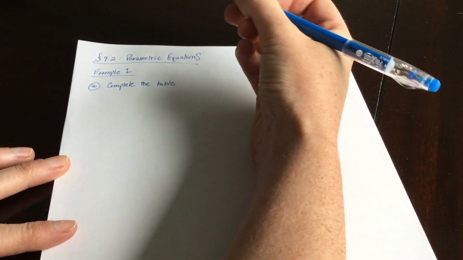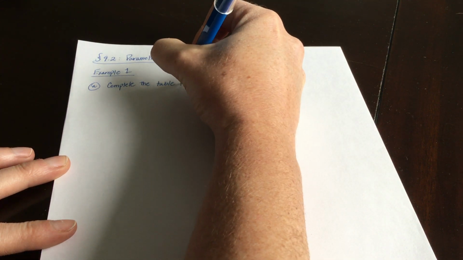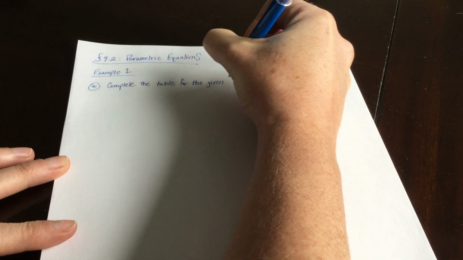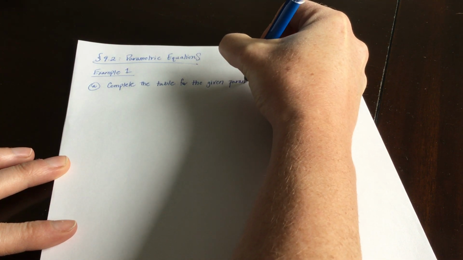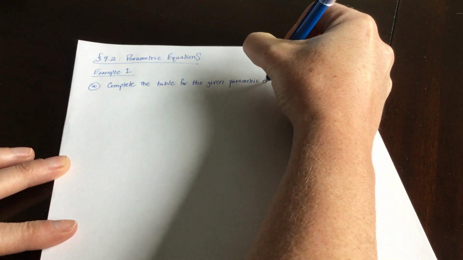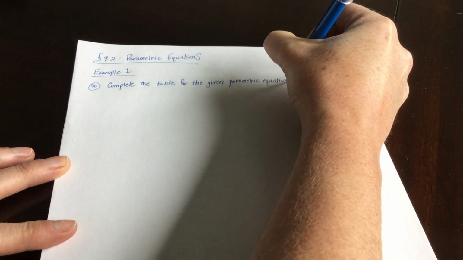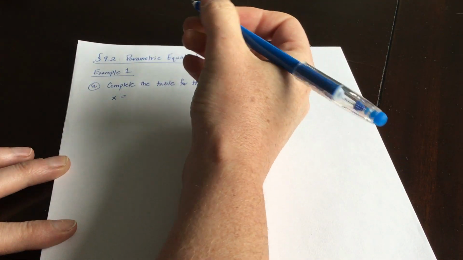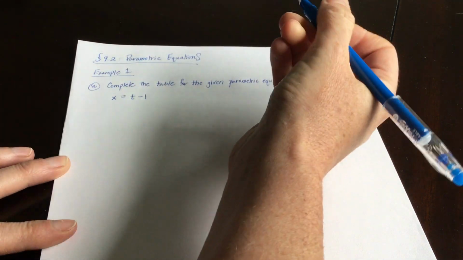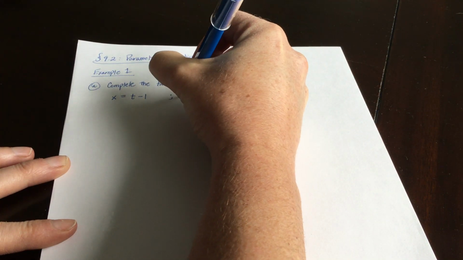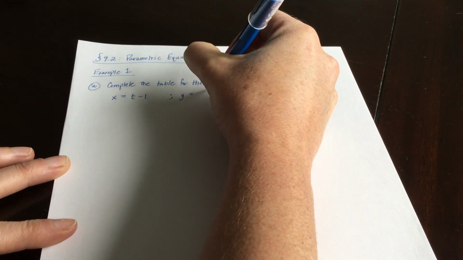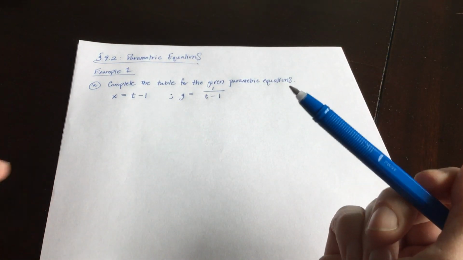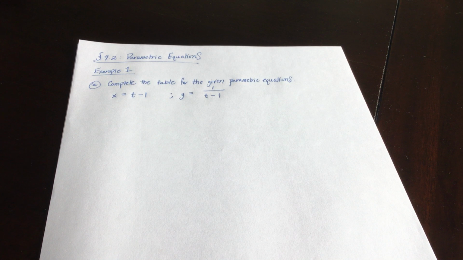So for part A, let's have you complete the table for the given parametric equations. And so we'd give you one parametric equation for x. So x is equal to t minus 1. And then y has its own parametric equation. Y is equal to 1 over t minus 1. Now, just a quick comment. I haven't given you the table yet, so there's really nothing to do yet.